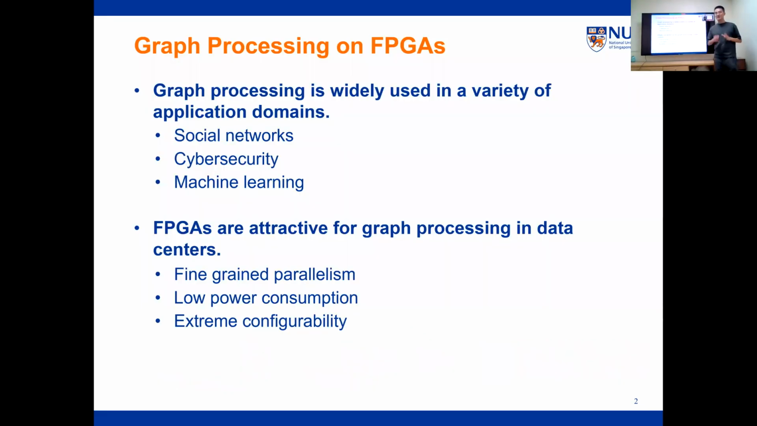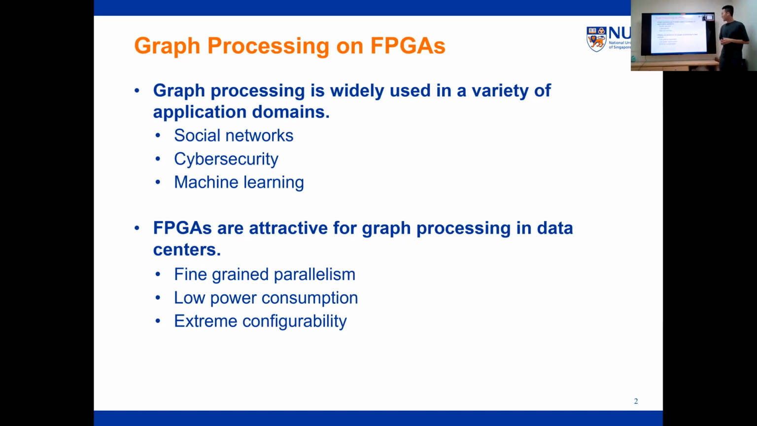Nowadays, graph processing has been a very important application in data centers because, as you know, the graph data structure can represent the data set from many application domains. For example, social networks, cybersecurity, and machine learning.